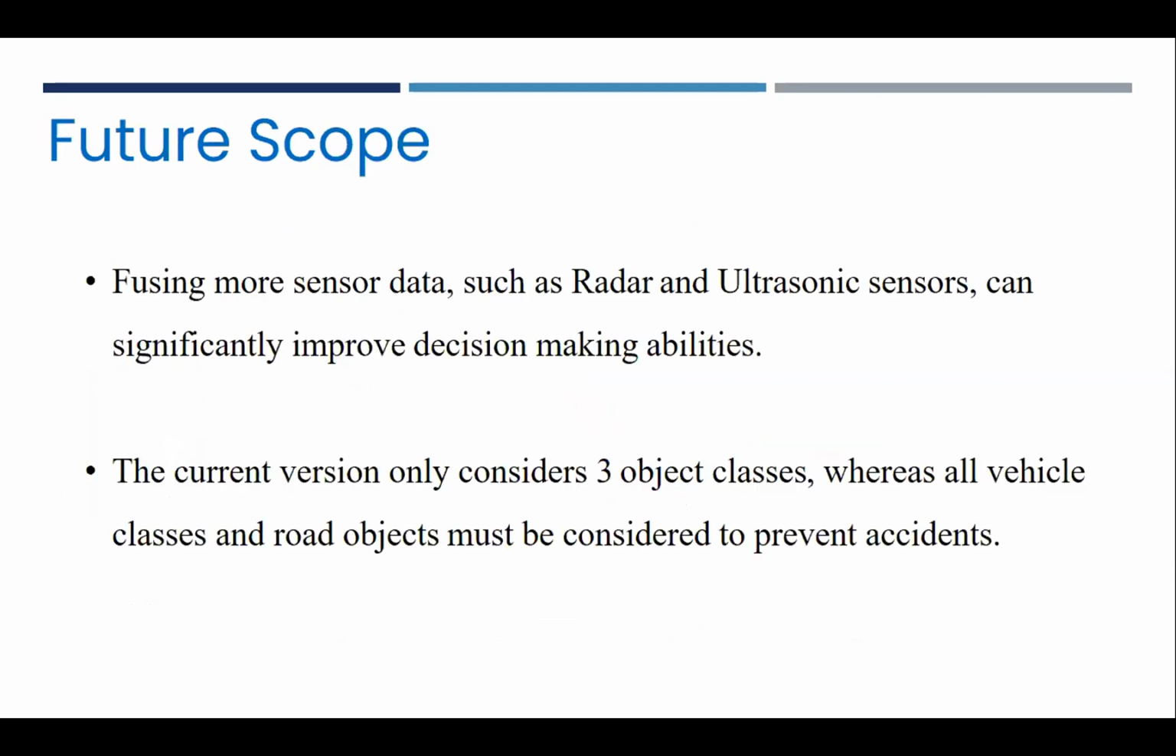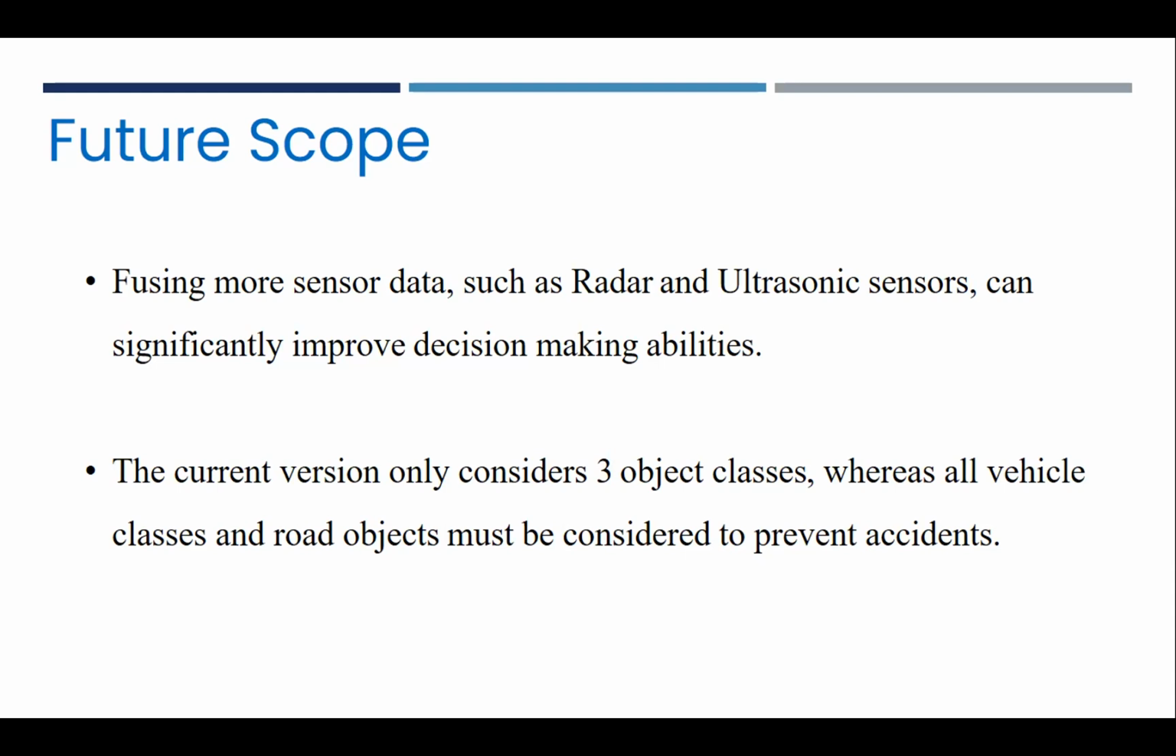Coming towards the future scope of this project: more data needs to be provided to the training model, like to the AI. More data can be provided by attaching multiple sensors such as radar, ultrasonic sensors, and many more such sensors, so that a lot of data gets trained and it does the detection more accurately.